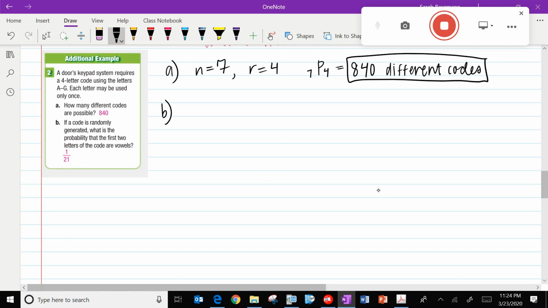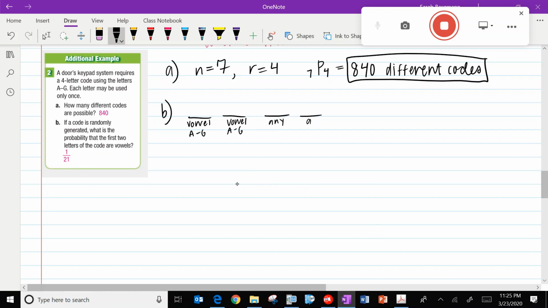All right, part B says if a code is randomly generated, what is the probability that the first 2 letters of the code are vowels? So for a question like this, I know that it's still a permutation because it has to do with order and where order matters. But sometimes for this, I like to just set out my 4 spaces and think about how many possibilities do I have for each space. So for the first space, I want this to be a vowel. The second space, I also want it to be a vowel, A to G.